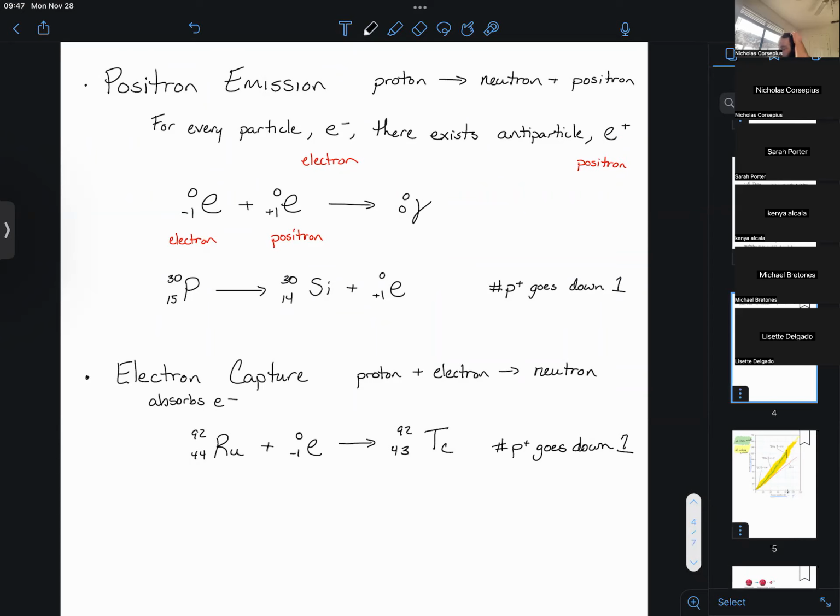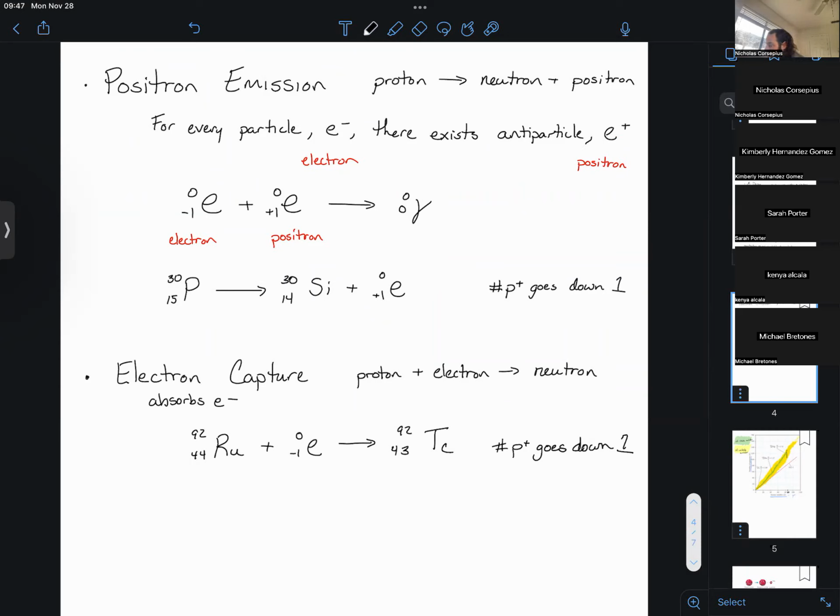All right. So for the positron, the number of protons goes down by 1. Would it be going up by 1 then, since it turns from 14 to 15? No, it's turning from 15 to 14. Oh, okay, because you're going in the reverse. Okay, I get it now. Yeah. Thank you. Yeah, no worries.